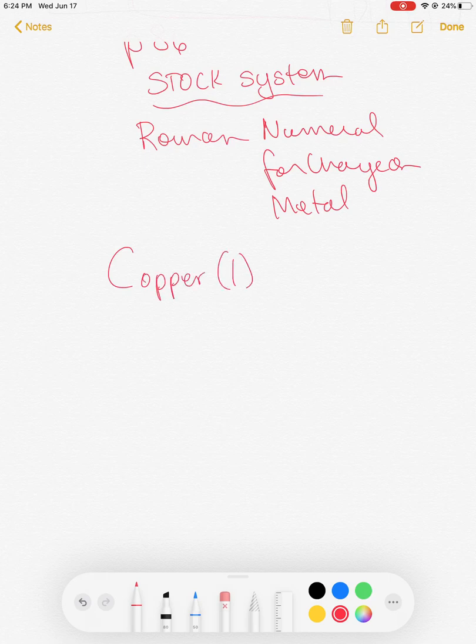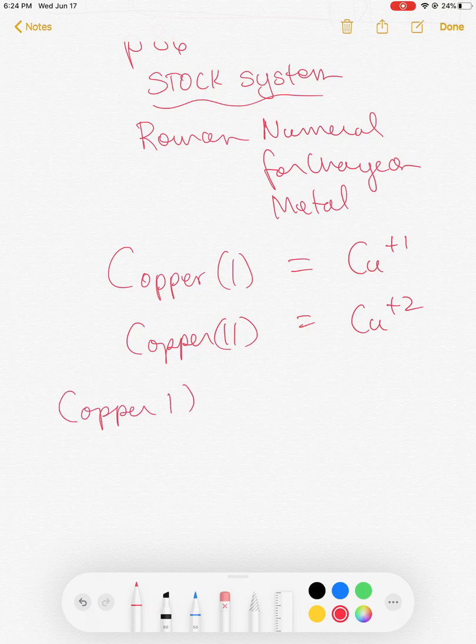So let's say you've got copper(I). That means copper +1 metal. If you have copper(II), it means you have the copper +2 metal. Now these are different colors, and they form different compounds with different properties. So it's kind of important that you know what these Roman numerals mean. So let's say you have copper(I) chloride versus copper(II) chloride.